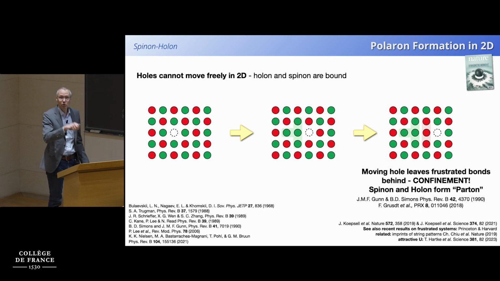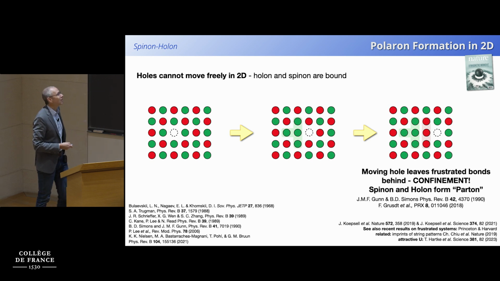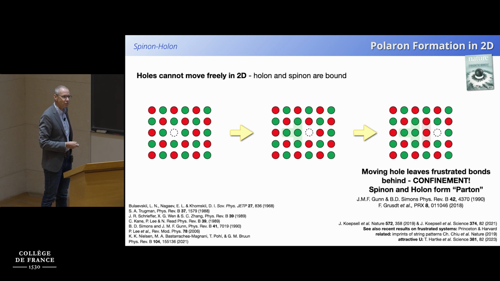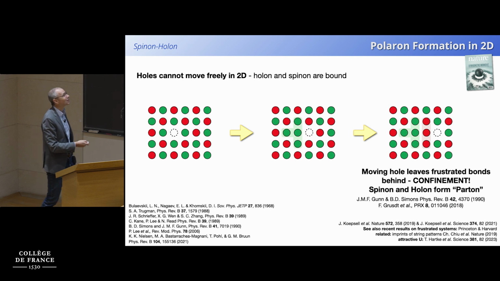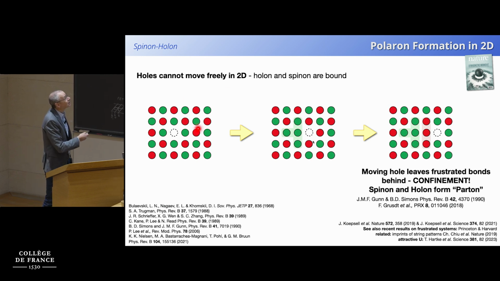So now let's put a single dopant into the system. Let's see what happens for a single dopant. And I don't know, did you talk about the physics of the polaron already or not yet? Okay, so what happens now if you put a single hole in that system and it wants to move?